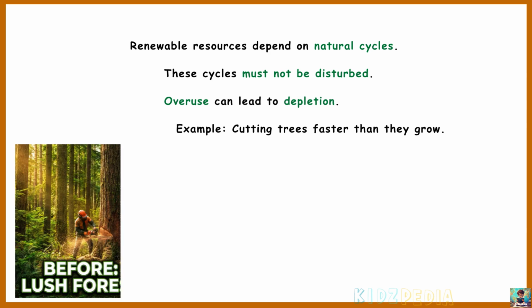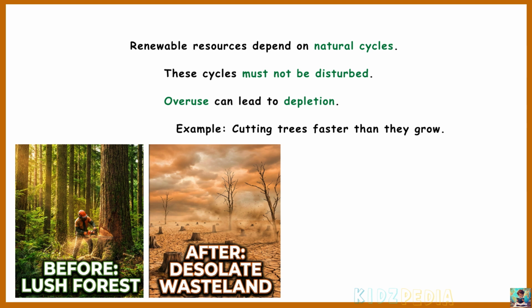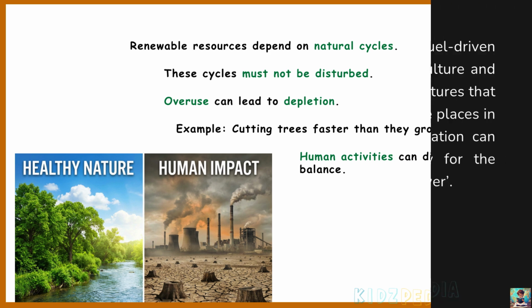For example, if we cut down trees, that is harvest timber, faster than the forest can grow new ones, the forest doesn't have time to catch up. Eventually, that forest will simply disappear. Scientists are warning us that many of these natural cycles have already been disturbed because of irresponsible human actions. So, being renewable only works if we respect nature's timing.